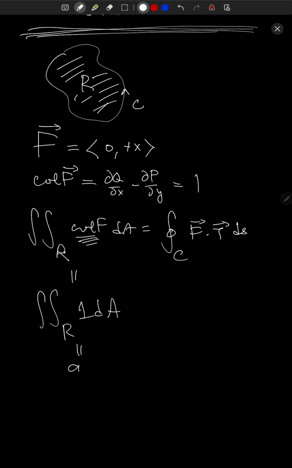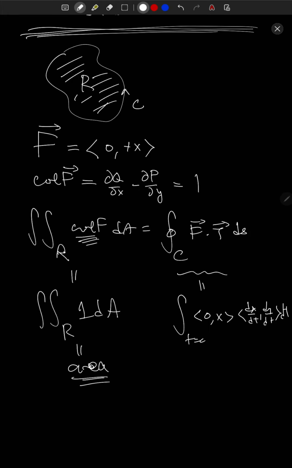Okay, what is that? That's the area, right? And what is this right-hand side? F is super simple. F is 0, comma x, and then we're dotting with T, which is dx/dt, comma dy/dt, dt. If we actually write out this integral, t equals a to b, so ultimately this just is t equals a to t equals b of x dy/dt dt, which sometimes people write, in terms of just notation, as x dy.